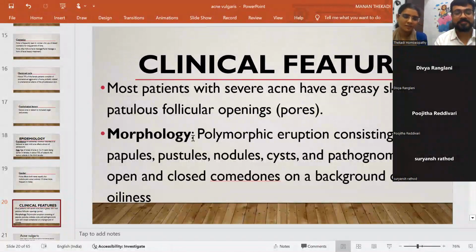Now the clinical feature of acne vulgaris. In the patient having acne, that person has an oily, greasy face and multiple openings. You can see on the face multiple openings or pores. That is also known as patulous follicular opening.